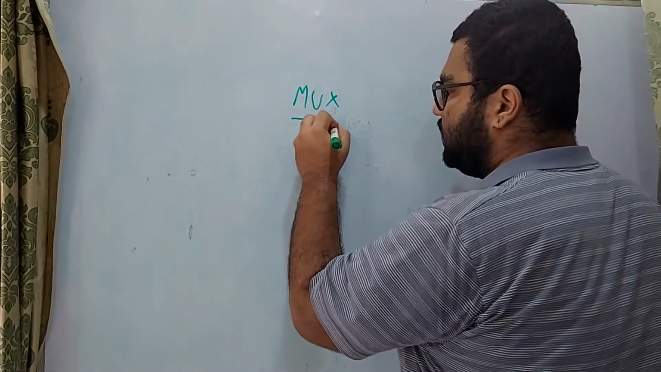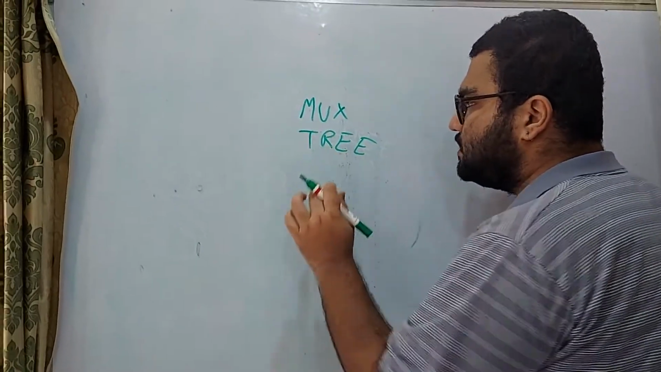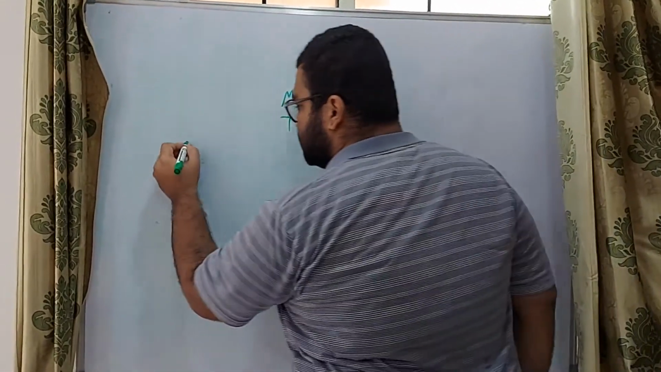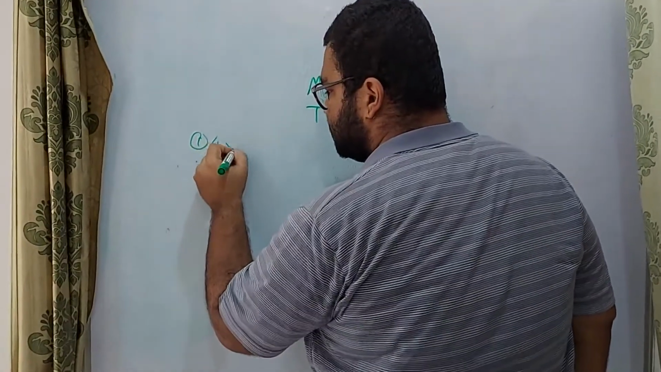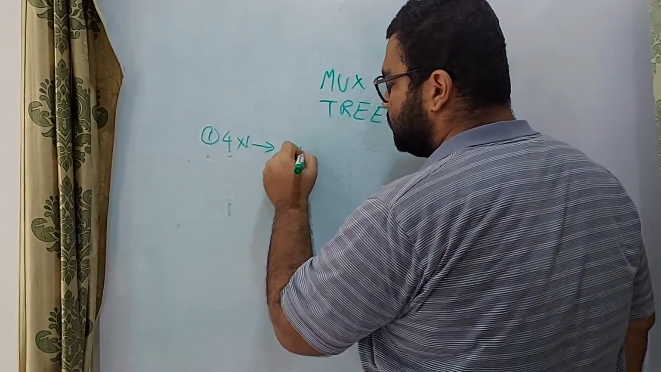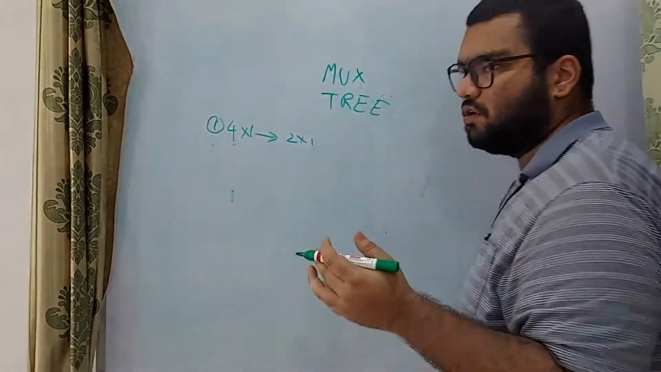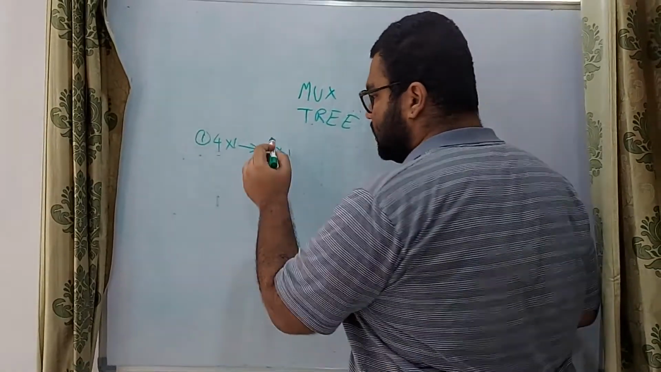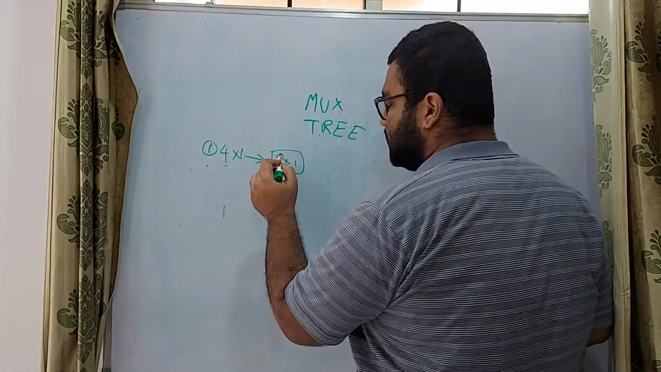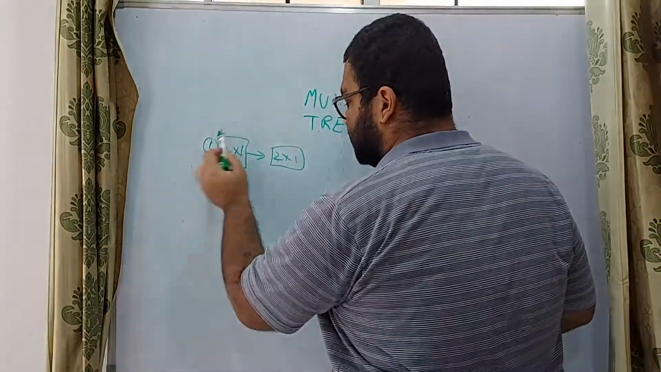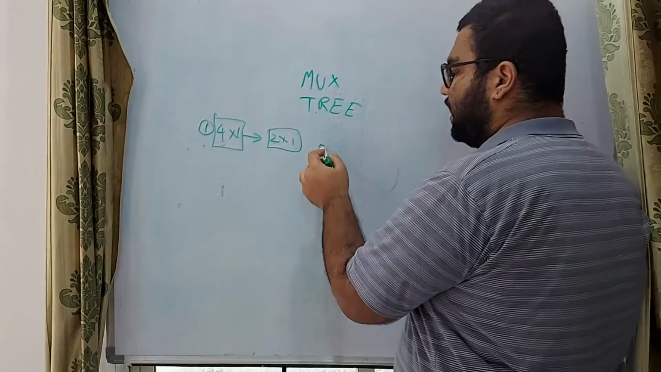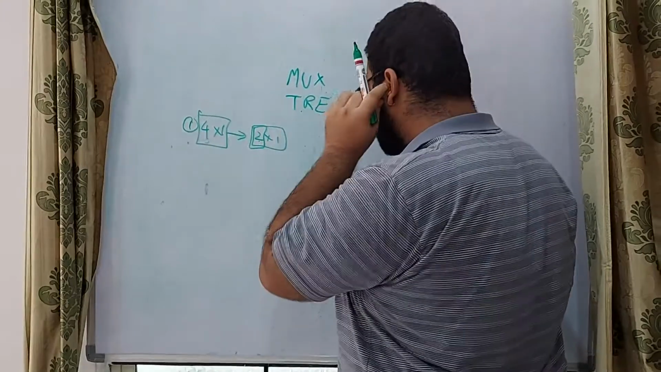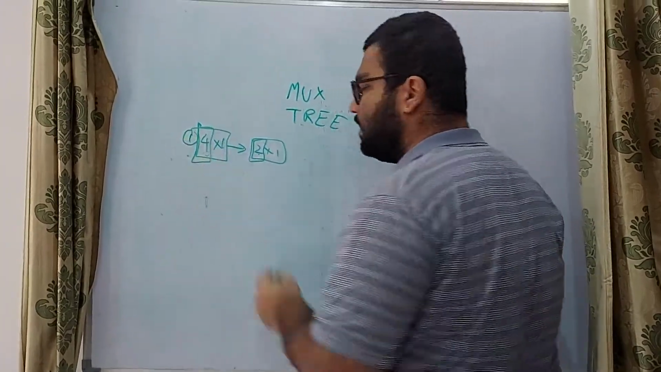MUX Tree. What does this MUX tree indicate, or what is a MUX tree? In the previous videos we discussed how to build a 4x1 MUX using 2x1 MUX. There is a method, and I have shown you how to do that using that method. This MUX tree tells us how many 2x1 MUX are required to build a 4x1 MUX. That is, the MUX tree helps us define the number of lower order multiplexers to give the higher order multiplexer.